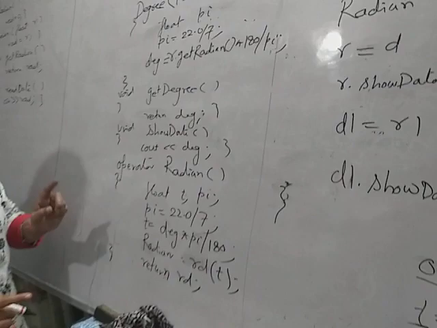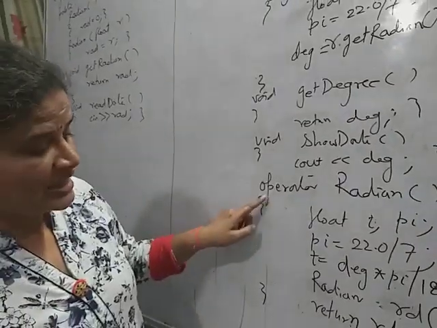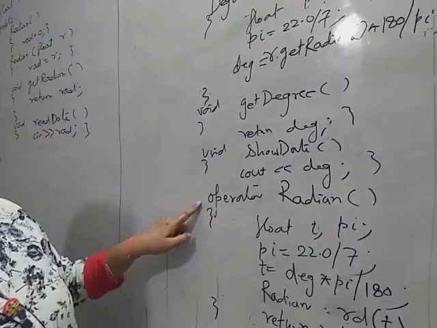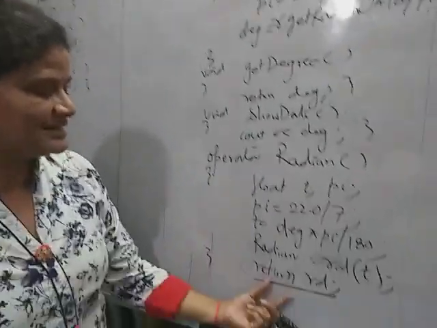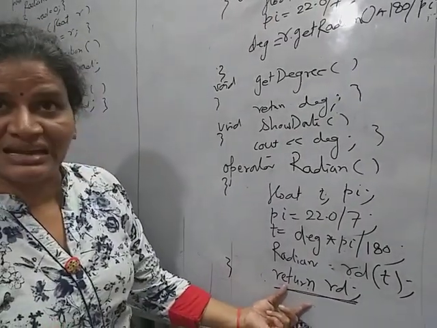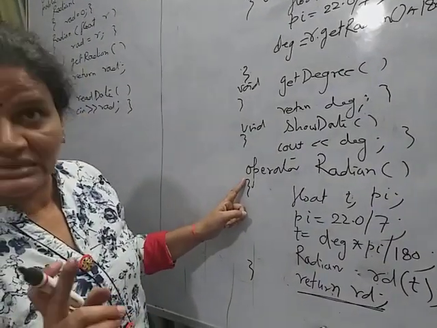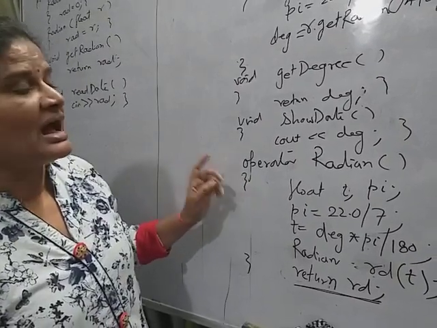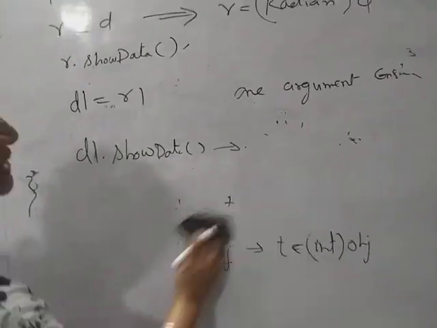Again one very important thing, note down that this is a special conversion routine. Here I have written a return statement, but there is no return type, simply operator radian, and it contains the return statement. Always when we write a return statement there is a return type, but here there is no return type. This is the special conversion routine when I want to convert the object of one class into another class. Okay, thank you.